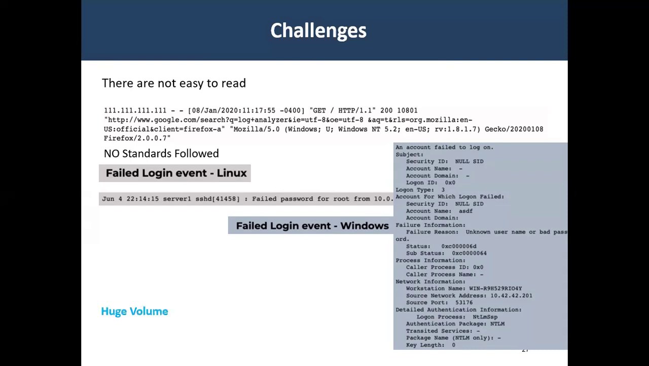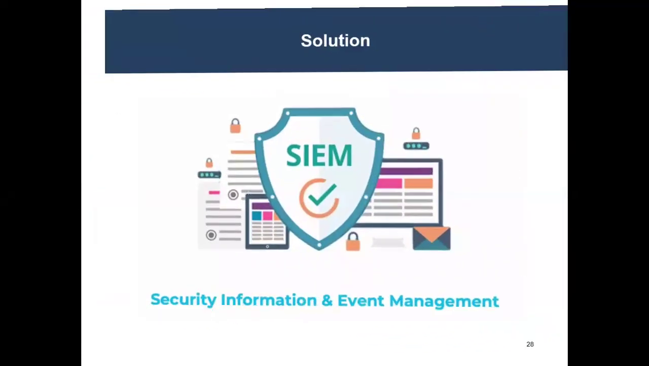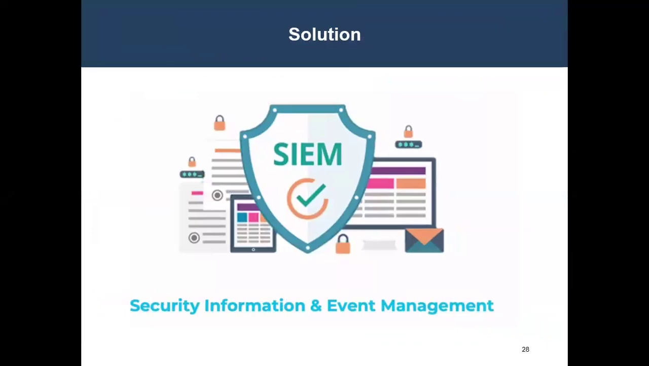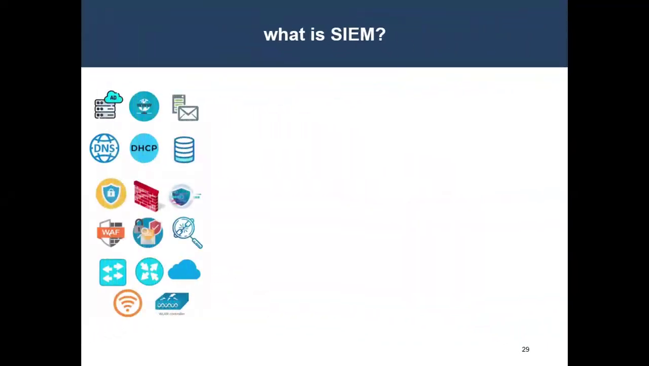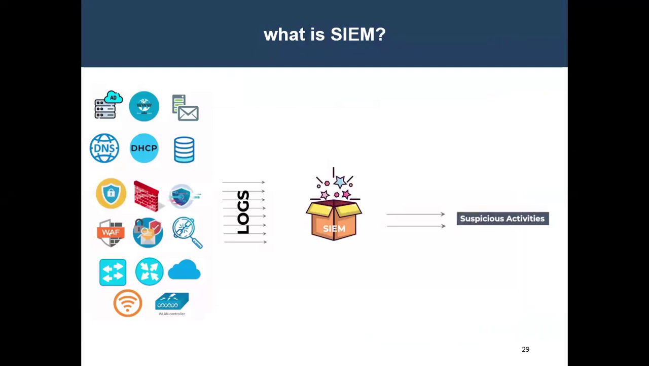Again, we can see the logs are huge, about 25 million logs per day, though it depends upon the asset list. We have 300 logs per second. These are the possible numbers. Overall, SIEM is a security information and event management tool which collects the data from these multiple assets and sends it to the SIEM, and the SIEM gives us the suspicious activity.